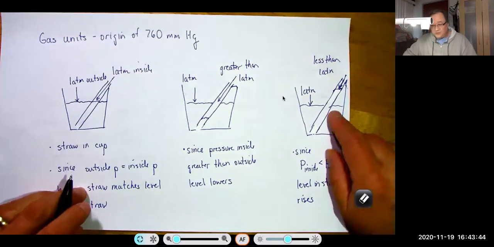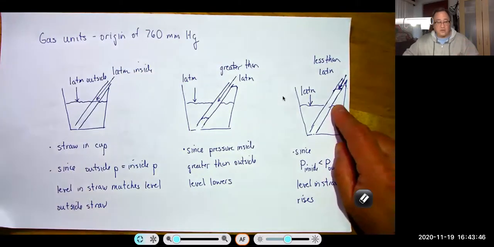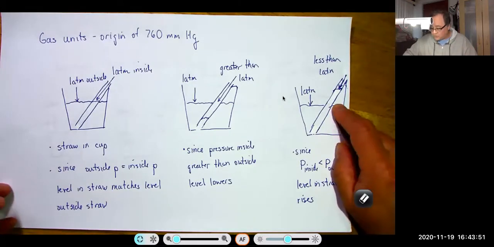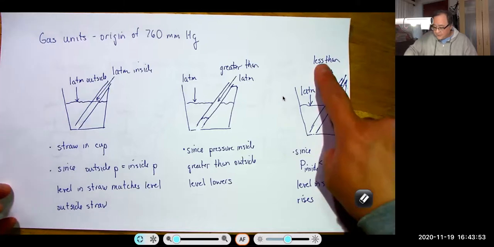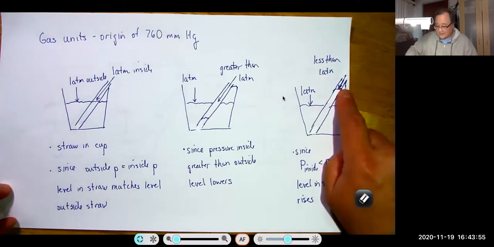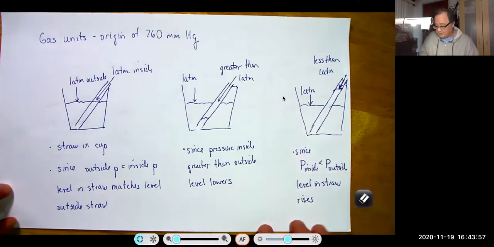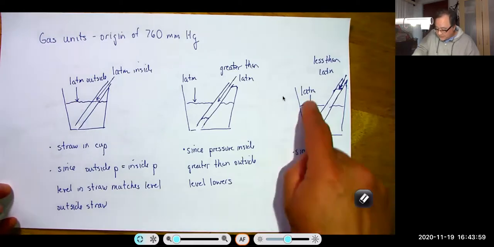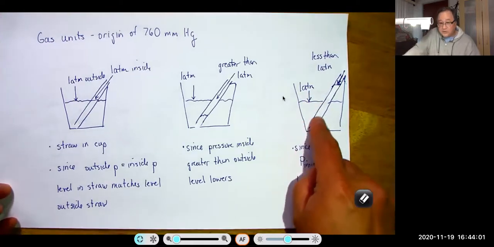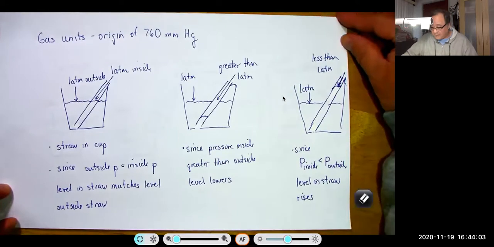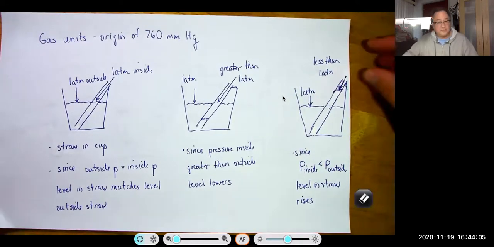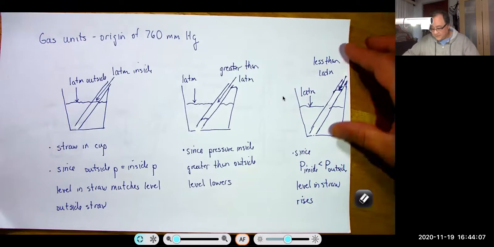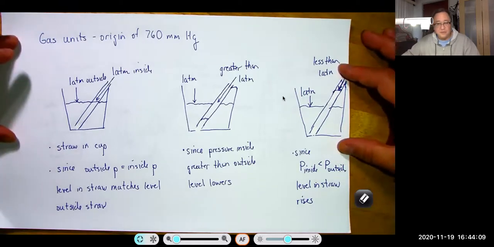The opposite happens if you draw on a straw, like you want to drink some liquid through the straw. When you draw on the straw, the pressure on the inside of the straw is less than the pressure on the outside of the straw. And so what will happen is the liquid is forced up the straw by the pressure of the atmosphere outside of the straw.